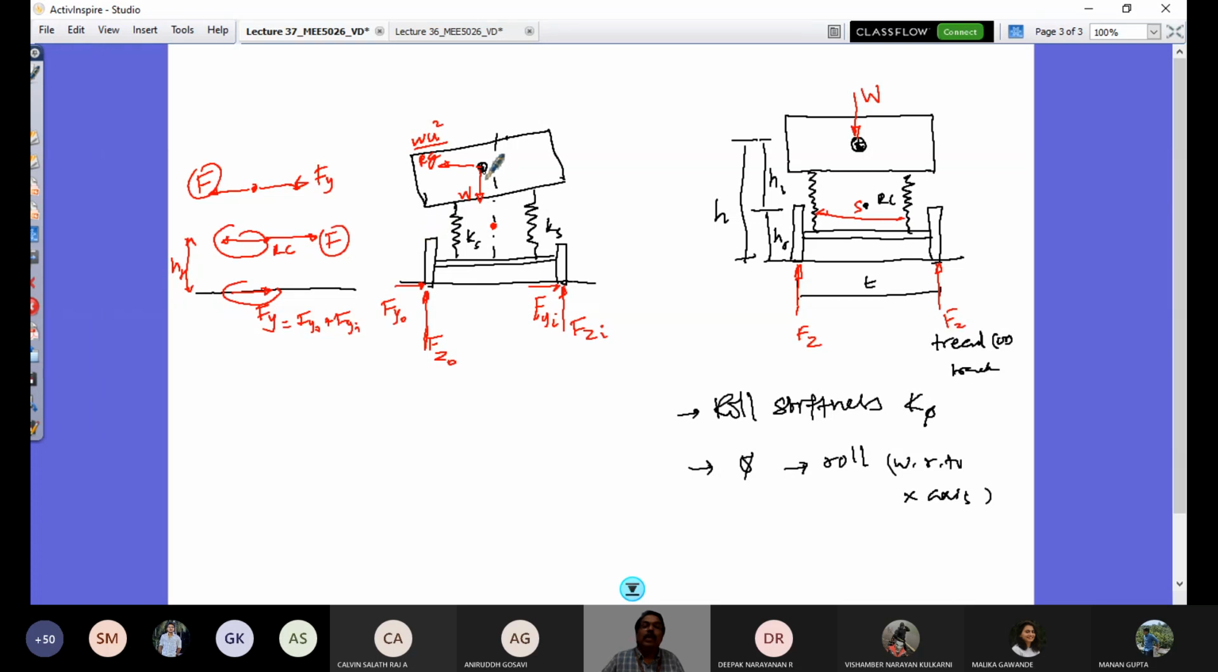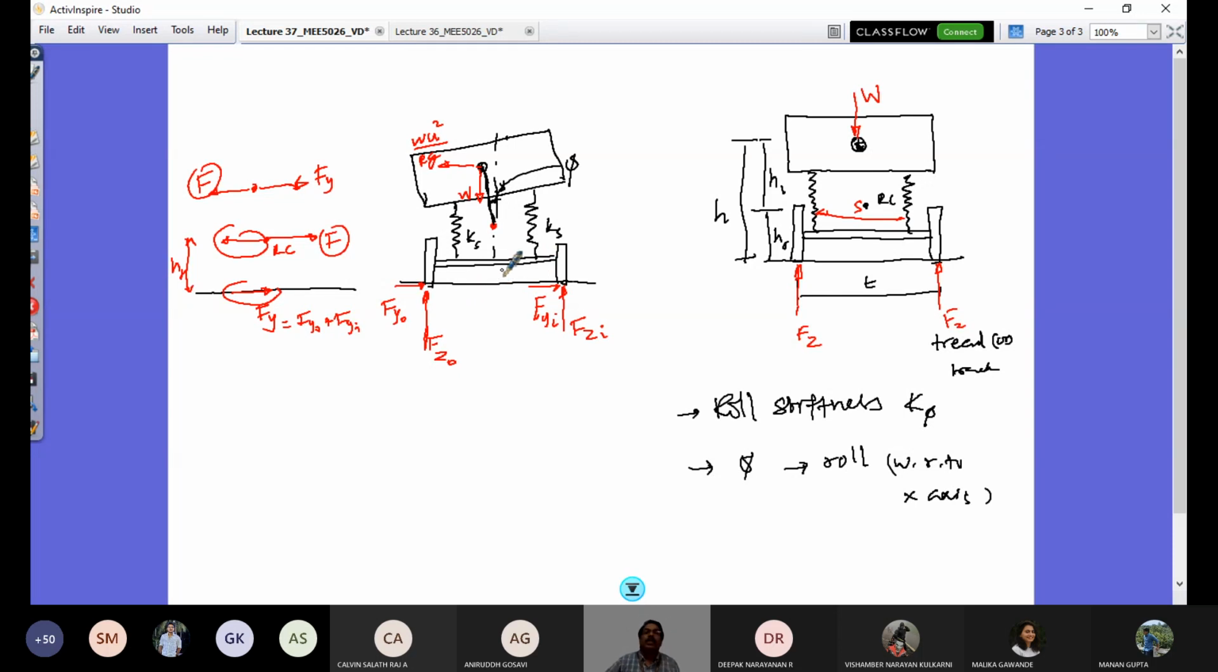And if you look at this entire configuration change, it would be now like this. So this vertical, so there will be a roll. So this angle here is what is an angle phi. This angle here is an angle phi, right? The roll of the sprung mass is independent of the roll of the axle. That is what you have to understand.